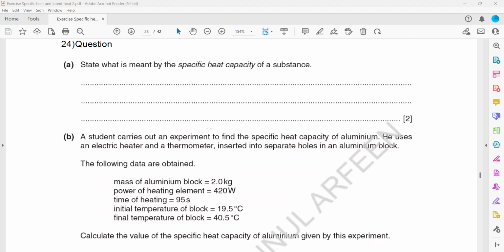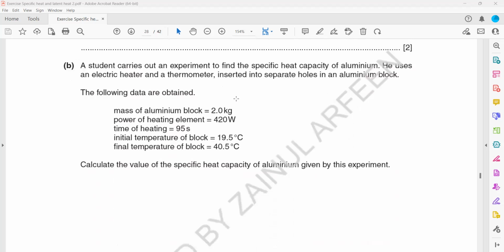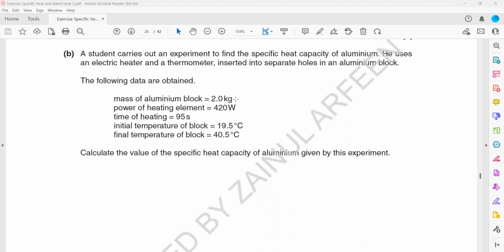Then what is meant by the specific heat capacity? The energy needed to change the temperature of 1 kilogram of a substance by 1 degree centigrade. You have to learn the definition. A student carries out an experiment to find the specific heat capacity of a block of aluminium. He has a mass, a power, a time, and the initial and final temperature.